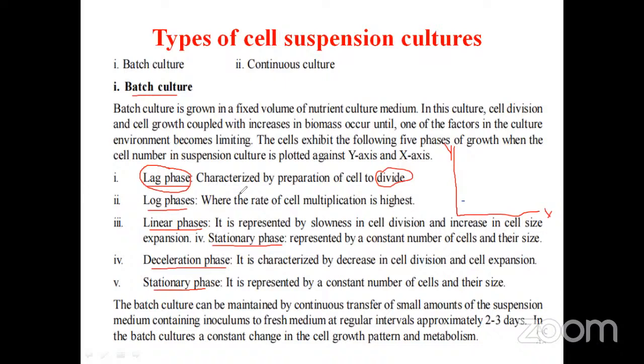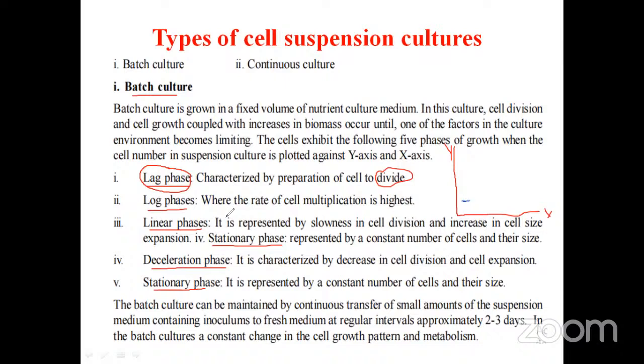So in this stage, in the lag phase, no cell division, no cell volume increase, no growth, only getting ready for division. All the requirements are gathered and prepared during the lag phase. Next we enter into the log phase.